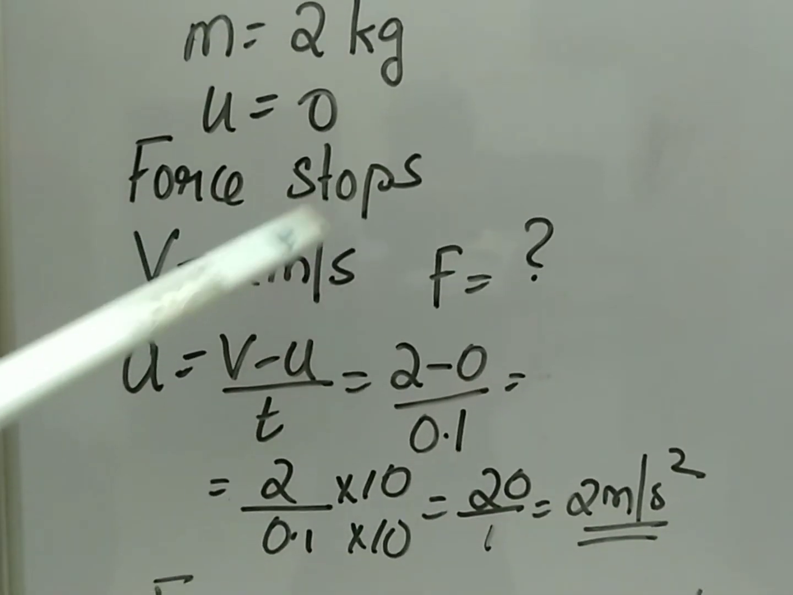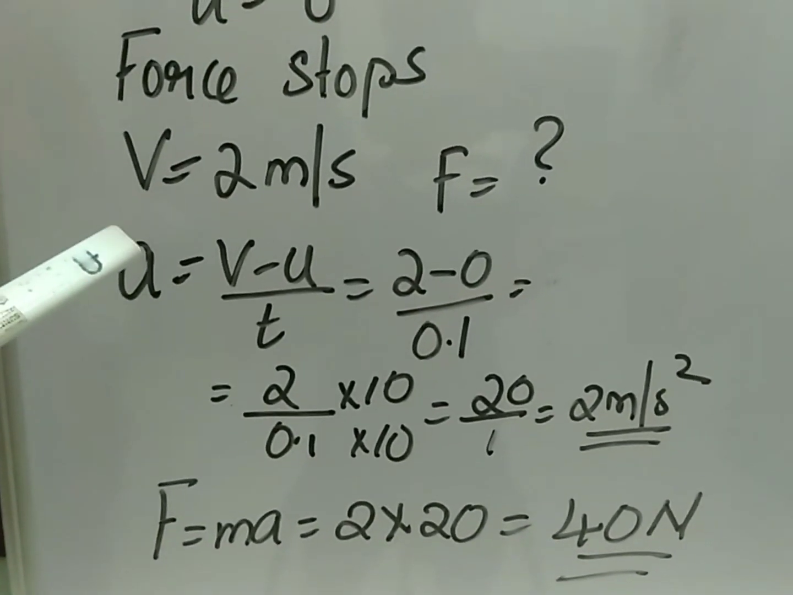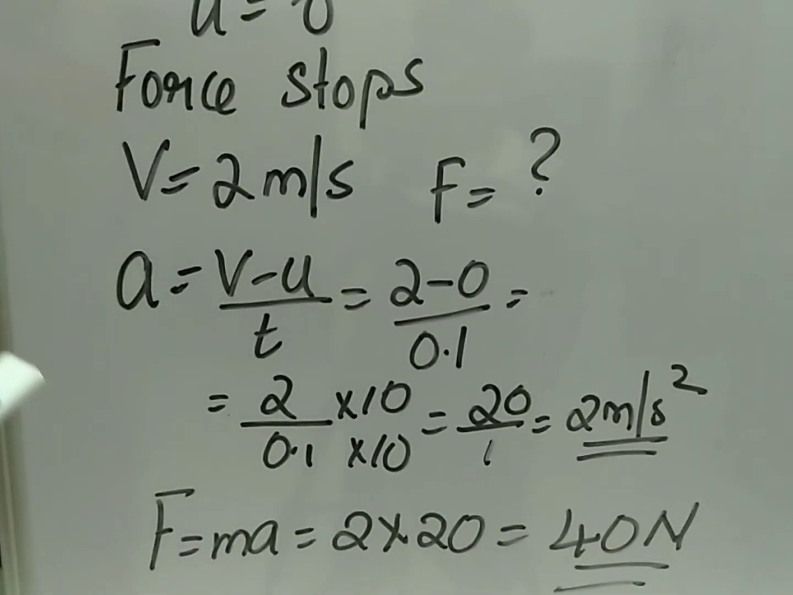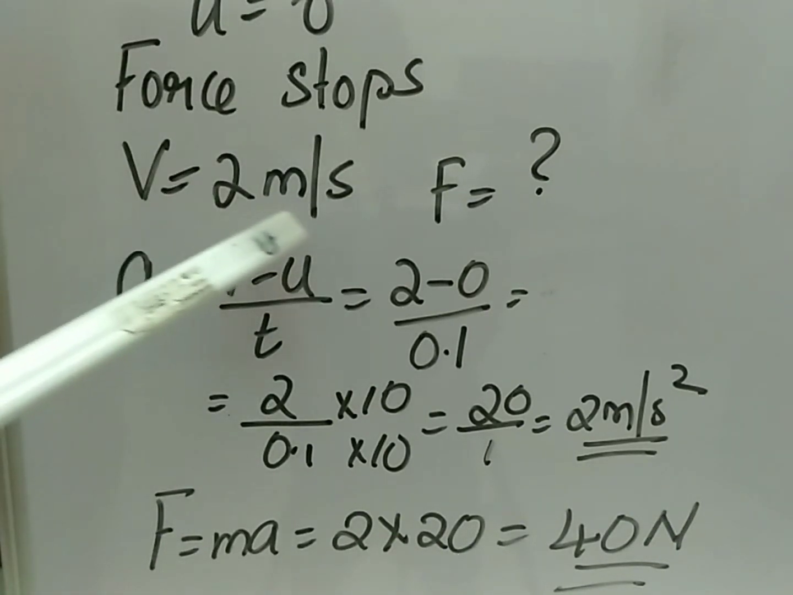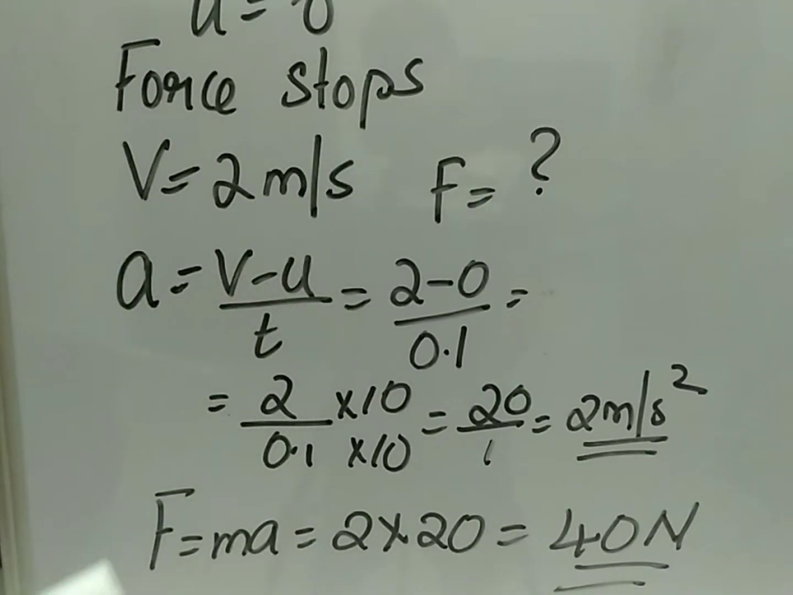Then the force stops. That is, the force is withdrawn and the body moves with a velocity. After the force is stopped, the body will still move with a particular velocity, 2 meter per second. Find the magnitude of force. So how much force are we applying on the brake?